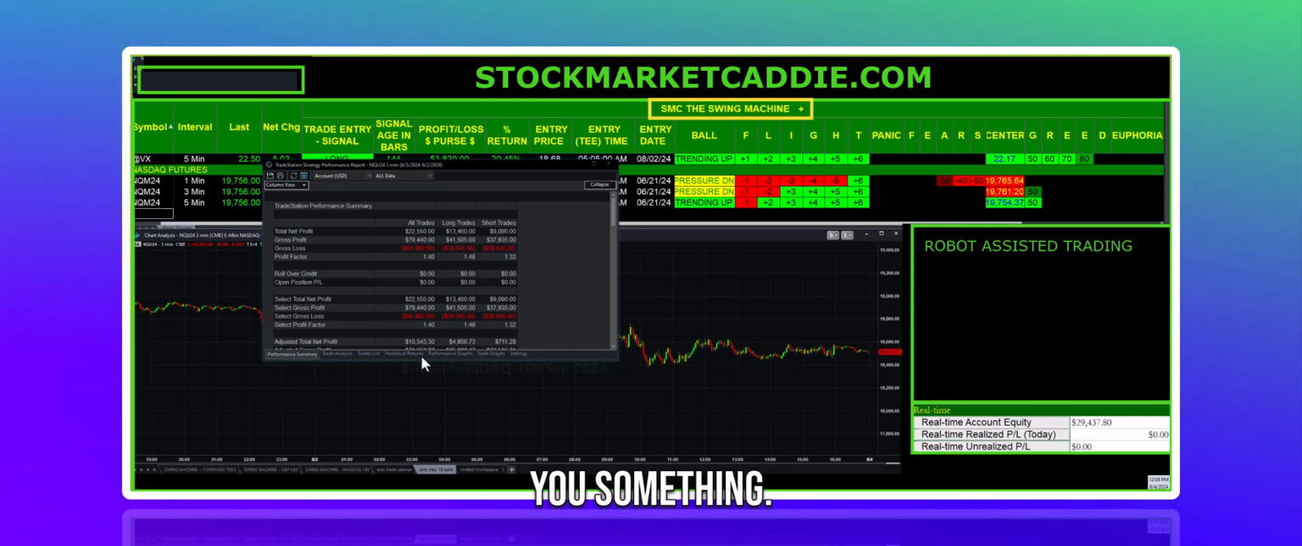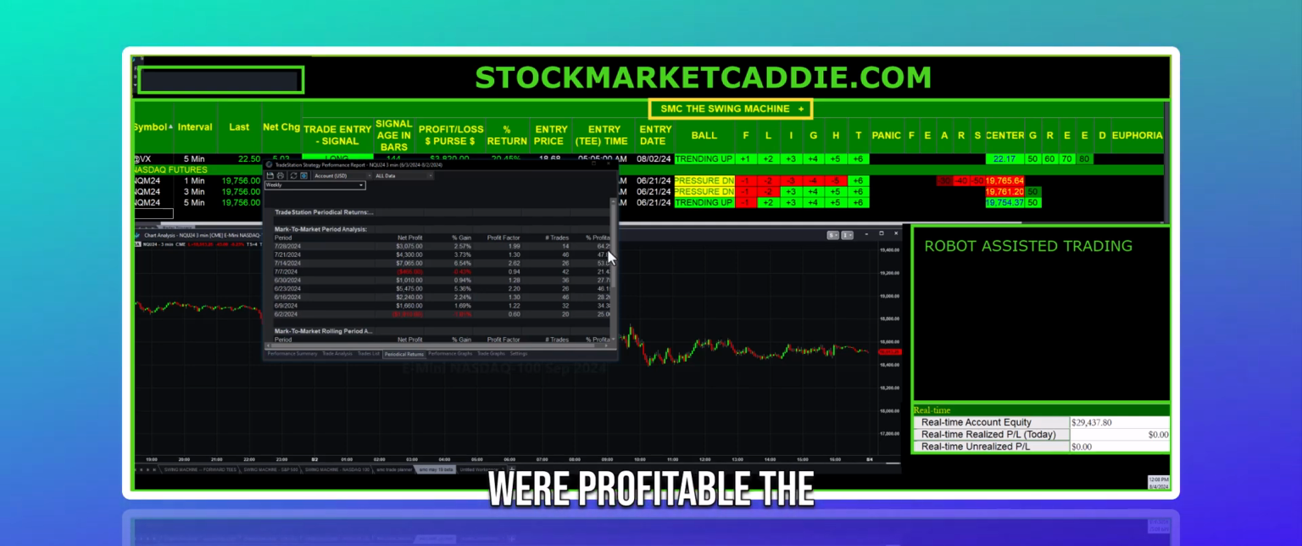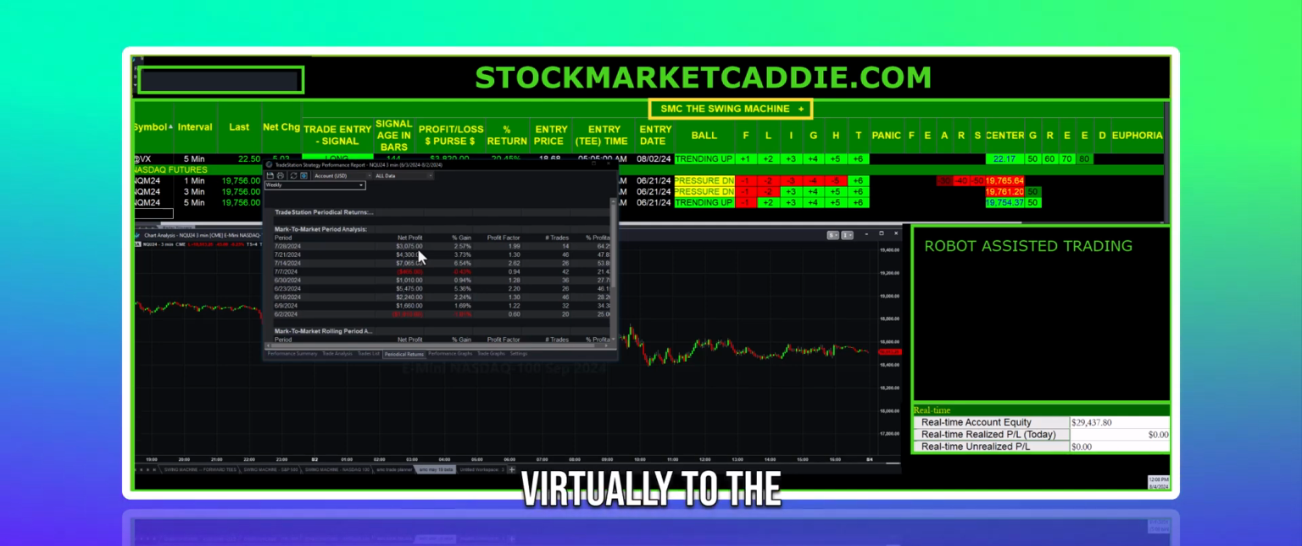Let me show you something. Here are the periodical returns. For last week, we had 14 trades. 64% were profitable. The profit factor was 2, better than the model. And the net profit was $3,000. That's what it did, virtually to the penny.